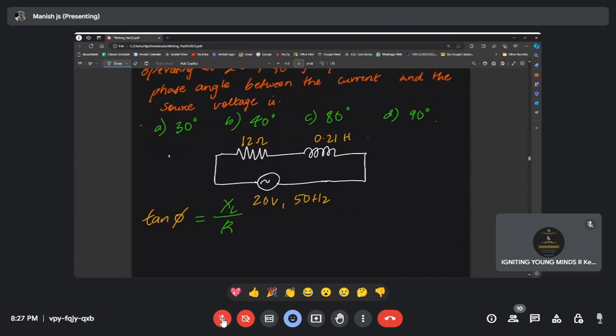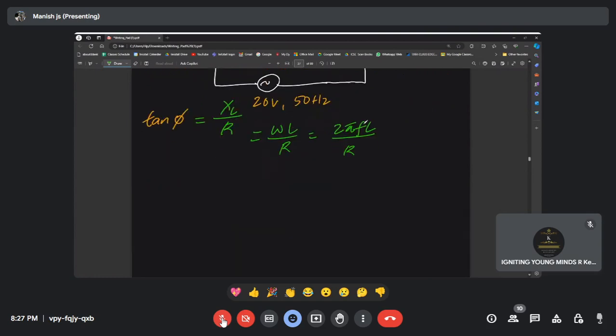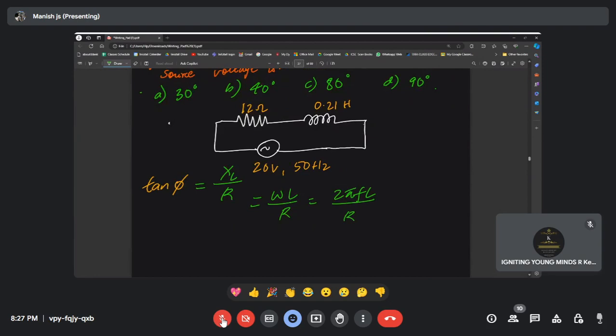Now you substitute the data and simplify. What is the formula for XL? You know it is omega L, where omega is 2 pi F. So tan phi is 2 pi FL upon R. Substitute everything and then simplify. So 2 into 3.14 into frequency 50, L is 0.21, upon R is 12. This is all the data that you have.